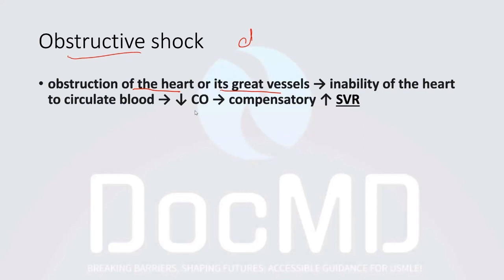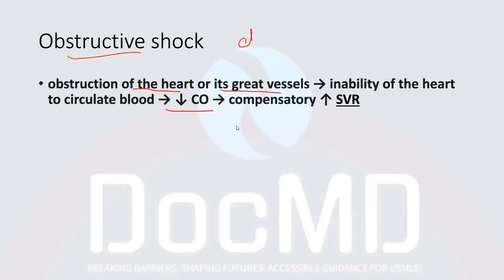Okay, and this leads to a drop in the cardiac output, and obviously a compensatory increase in the vascular resistance. So obstructive shock is when there is some sort of external source of obstruction which is not letting the heart pump out the blood, but the heart itself isn't damaged by an MI or something. Okay, so that is important to know. There are a number of different causes in this.